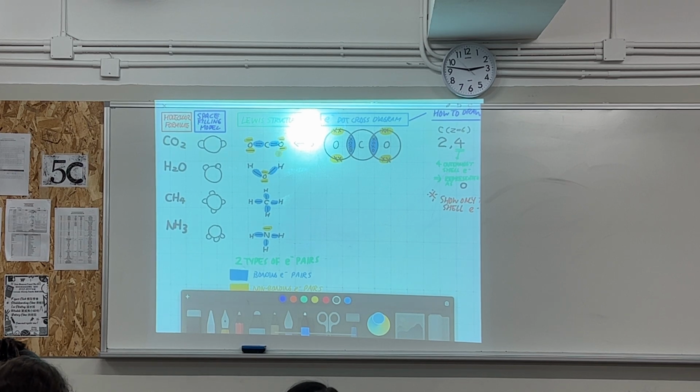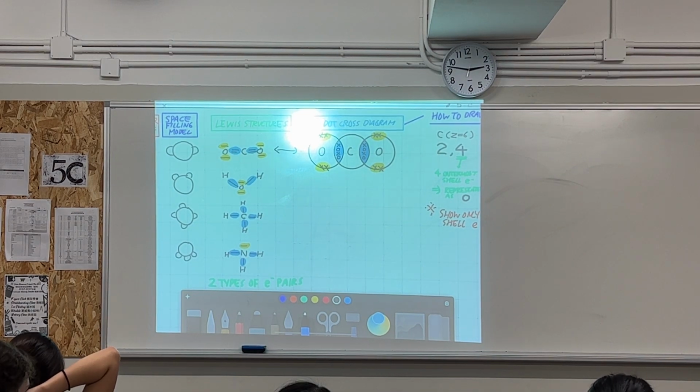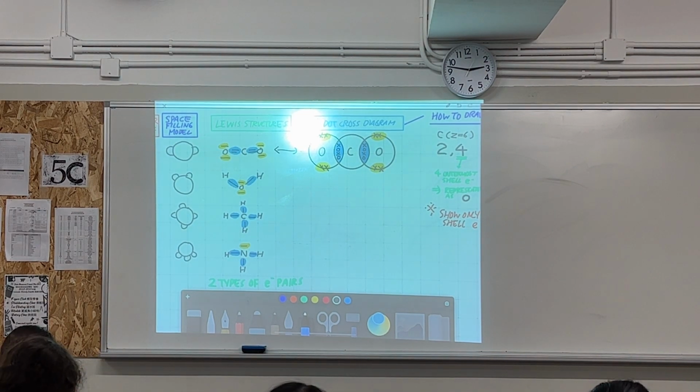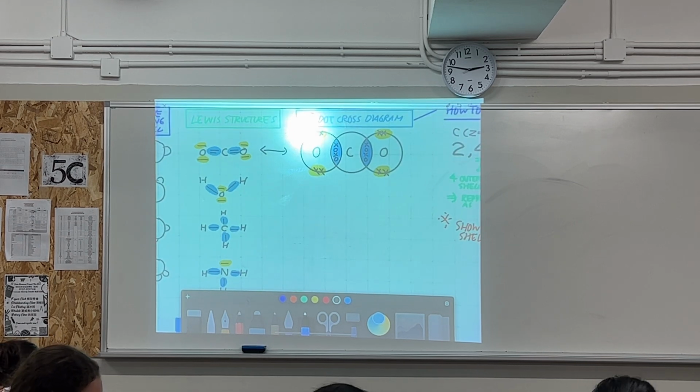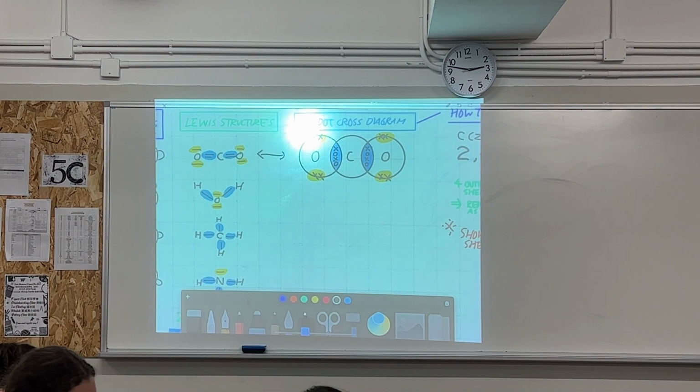I'll teach you how to draw this. But this one, you have learned in Form 4. Do you know why there has to be 4 in here? Why not just 2? It's to make sure everybody has a full outermost shell, and full means 8 outermost shell electrons. But for hydrogen, full means 2, which is what we will come to next. So, can you do this?